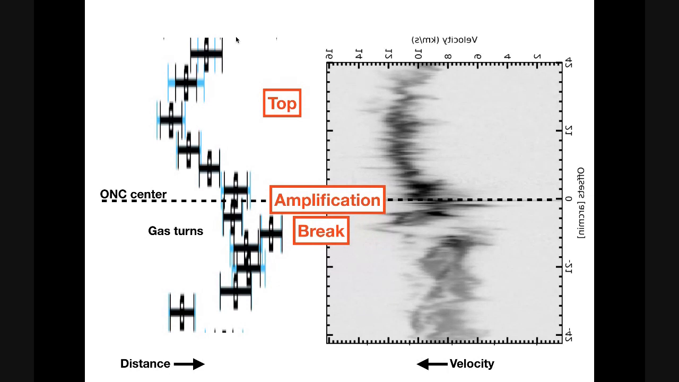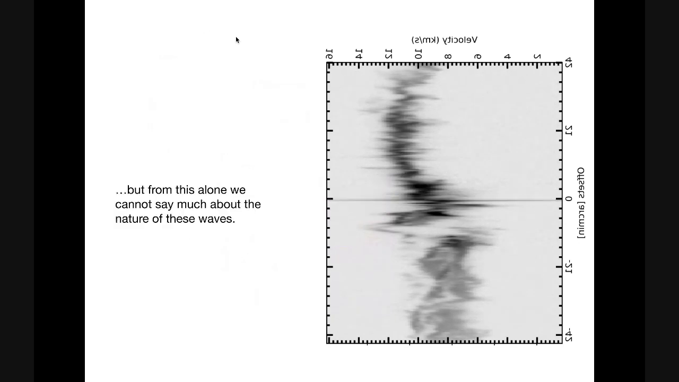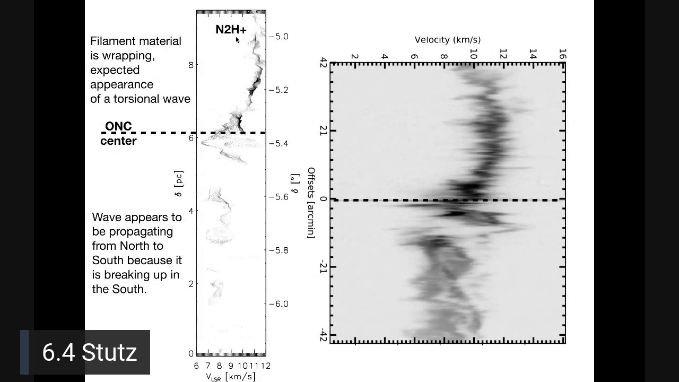And so we can dissect this diagram and see that in the top we have this curvature that I showed before. The left here is the positions along the line of sight. We see the ONC center, which appears to be a region of amplification of this signal. And below, where the gas is turning in the Gaia data, we see that the filament disappears, and then the gas continues below that. So from just the PV information, we can't really figure out what's going on from that alone. But we can dissect other tracers.